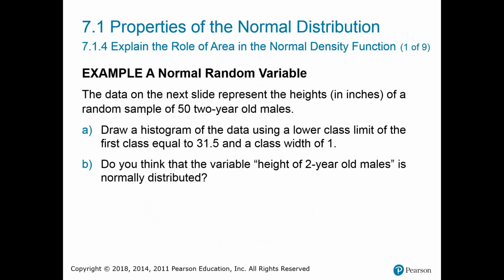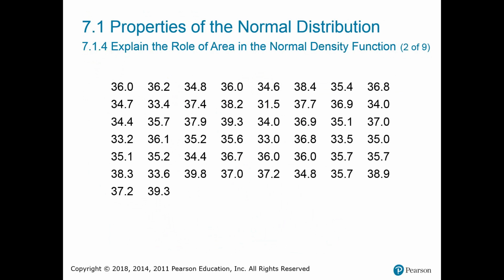In this example, it says the data on the next slide represent the heights in inches of a random sample of 50 two-year-old males. Draw a histogram of the data using a lower class limit of the first class equal to 31.5 and a class width of 1. And do you think the variable height of two-year-old males is normally distributed?